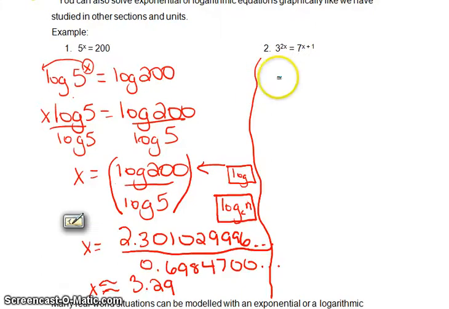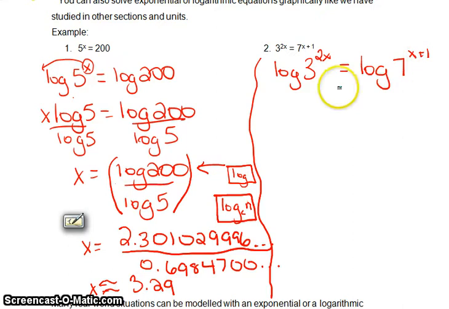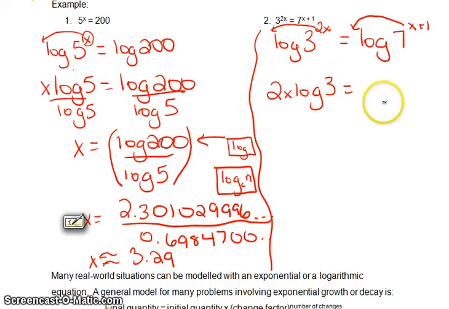So we're going to rewrite each side as a logarithm. So we'll have the log of 3 to the 2x, and that is equal to the log of 7 to the x plus 1. So just like we did before, we're going to rewrite using our power rule. And in this case, we have exponents in both of these, so we'll write that out in front of the log. So we have 2x log of 3 is equal to x plus 1 times the log of 7.